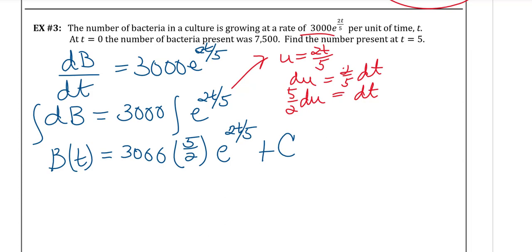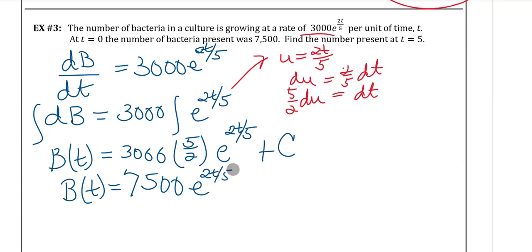Okay, and then simplifying, so we have B of t is equal to 7,500 e to the 2t over 5 plus c. And then at t = 0, we're told there were 7,500 bacteria present, which we already figured out from just doing the problem. And then we want to know what happens when t is 5. So we just have to find B of 5.